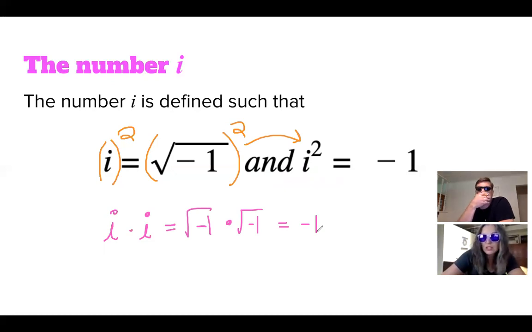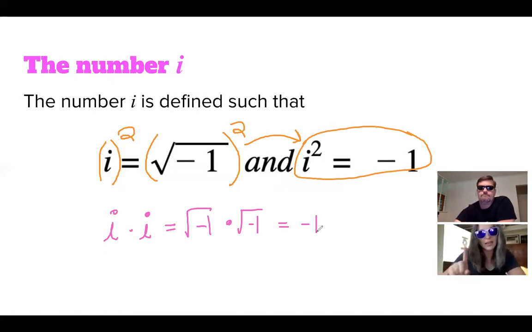So these are the two concepts that you really need to keep in your mind. i is the square root of -1. It's imaginary. i squared is -1. It's real. And we'll talk maybe a little more about this later on as we go.